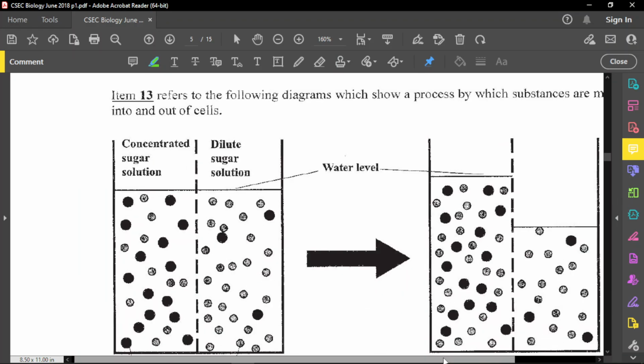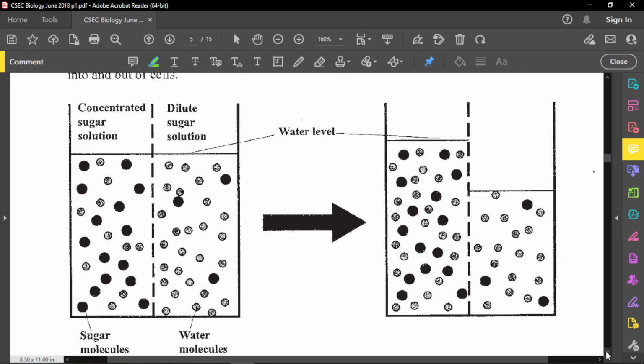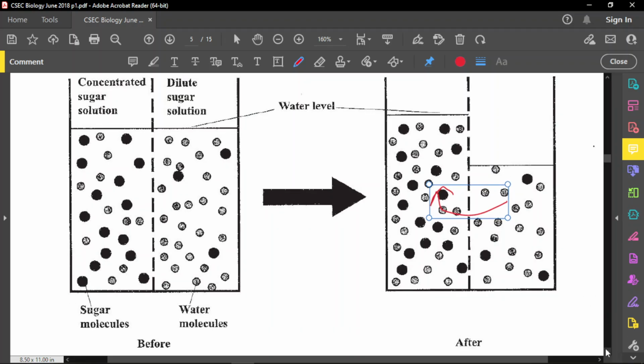All right. And so item 13 refers to the following diagrams. We show a process by which substances are moved into and out of cells. And I just want to point out real quick, again, this is a repeat. And so if you notice, the dilute sugar solution is on the right of the diagram and the concentrated sugar solution is on the left. So eventually water will move. So let's make a note right here. Water will move from this side to this side, right? So water is going in. All right. So remember that water moves from a high water concentration to a low water concentration. In other words, it moves from a dilute to a concentrated solution.